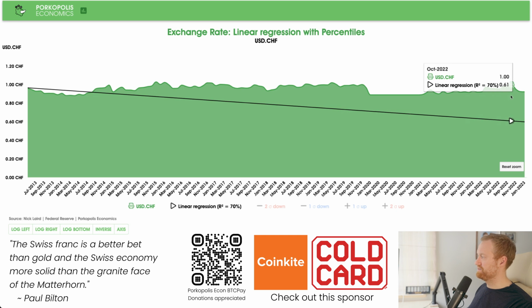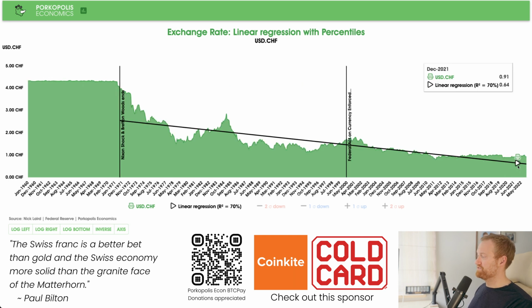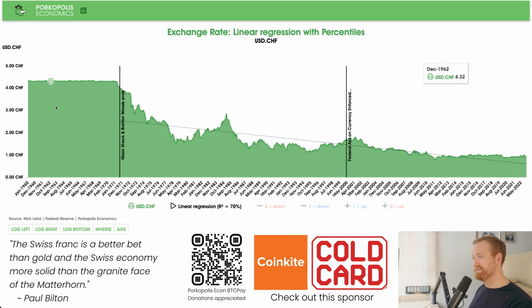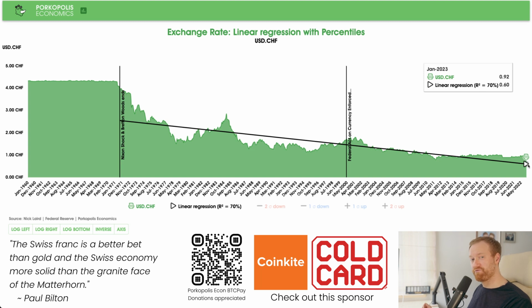It reached parity here in October of last year, and now it's back again down to 0.92 Swiss francs per $1. So an interesting trend for the Swissy, right? Where here, if you were an American coming over to Switzerland, you got 4.32 francs in the 60s. And now you don't even get 1 franc per dollar. So the trend is clear.